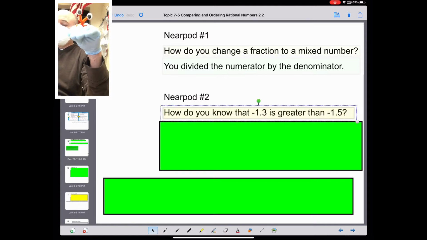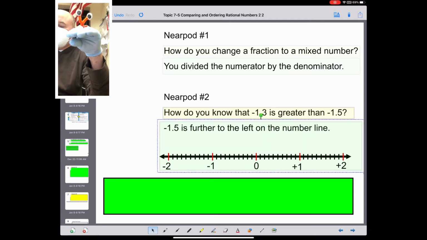Kids, how do you know that negative 1 3/10 is greater than negative 1 5/10? Pause the video, Mr. Triola. Oh, how did they do? They ready for an answer? Oh, okay, here we go. Negative 1 5/10 is further to the left on the number line. Mr. Triola, why don't you pause the video and explain this to him a little bit more?